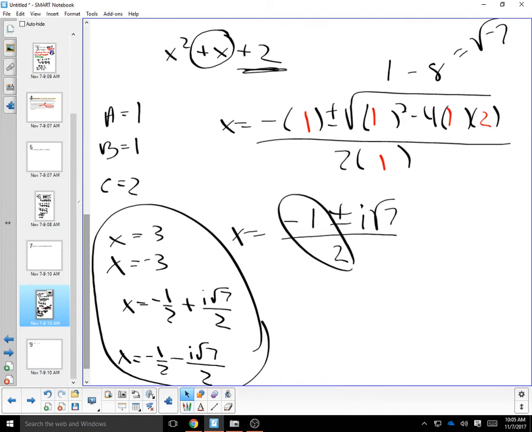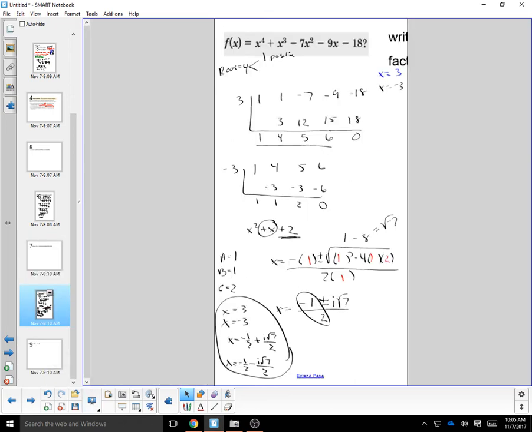The linear factors, we'll do that in a minute, okay? Let people get caught up here first. So that's 2.